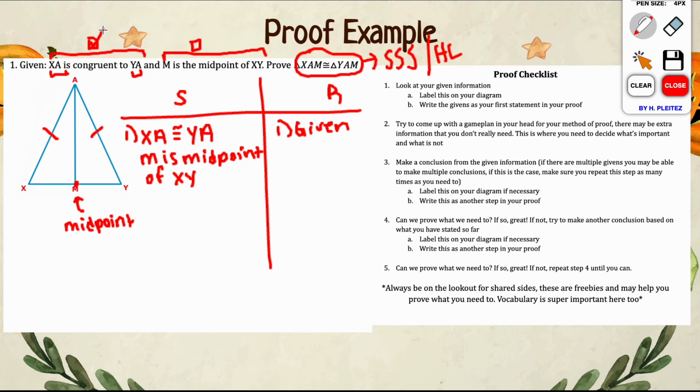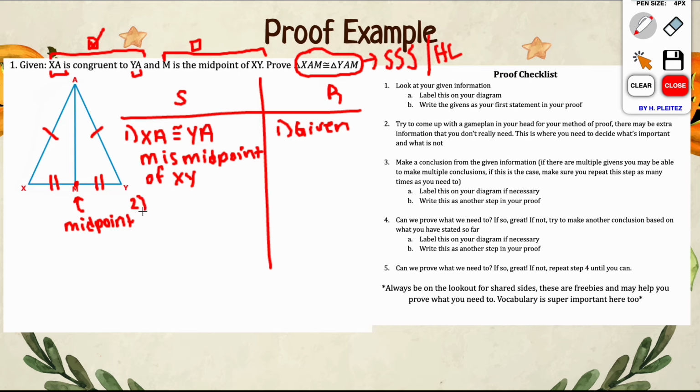Now, M is the midpoint of XY. So we labeled that and we wrote it as our given statement. However, we can make a conclusion from that, right? And this is why vocabulary is super important. We know that midpoints split a segment into congruent parts. So if M is my midpoint, I know that XM is congruent to MY.